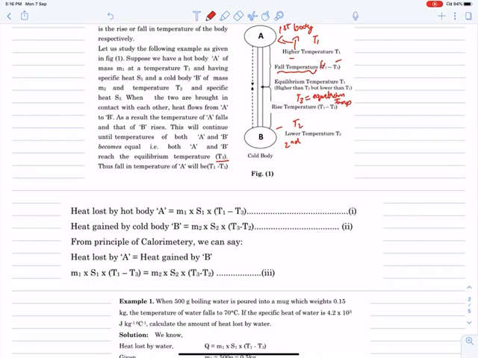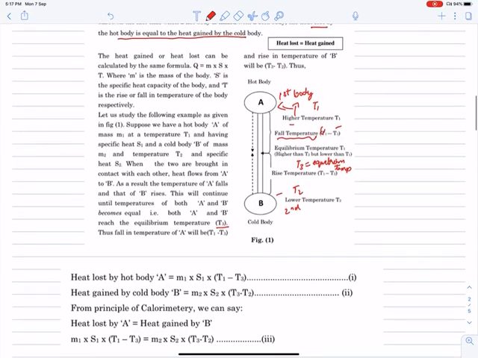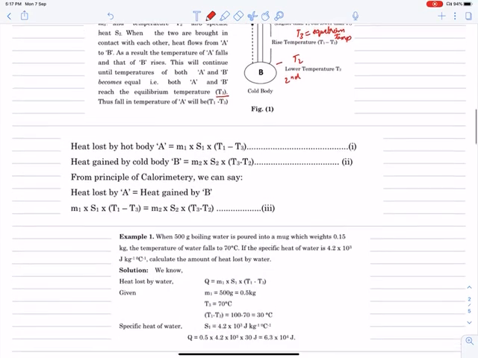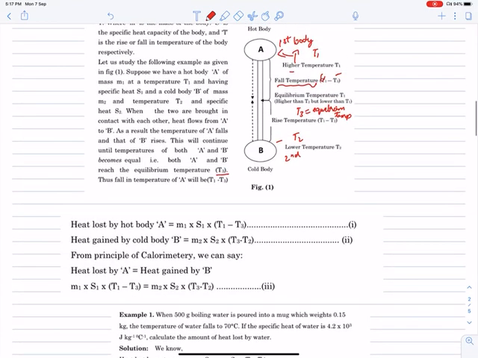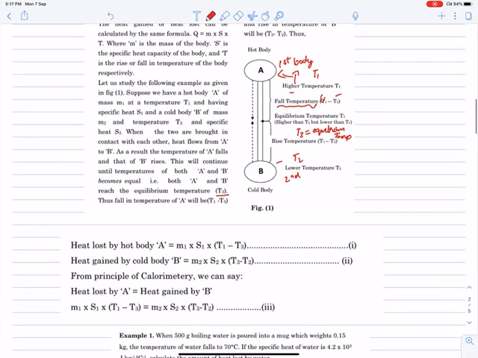So we will equate them, and this is your principle of calorimetry, which says heat lost is equal to heat gained, or heat gained is equal to heat lost. Now you have understood this formula and the concept, but it will not come yet when you do not solve numericals. To understand the concept of physics, or the written mathematics, you have to solve the numericals.